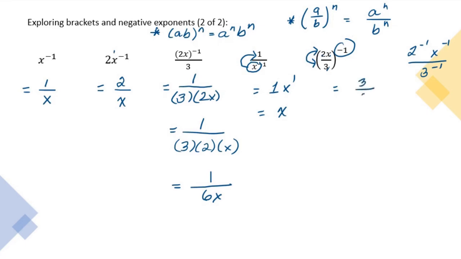So we end up with 3 divided by 2x. So that's taking care of the negative. Technically, there's still a 1 there, but as we said before, if our exponent is 1, we're not going to bother to write it. So our final answer is 3 divided by 2x.